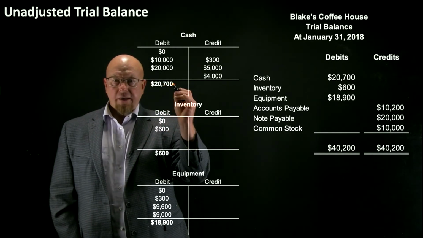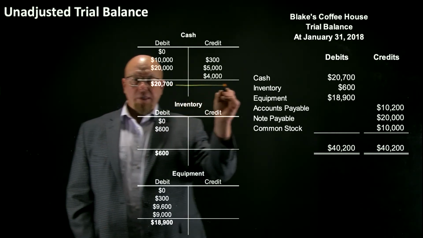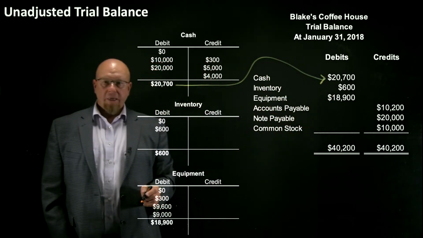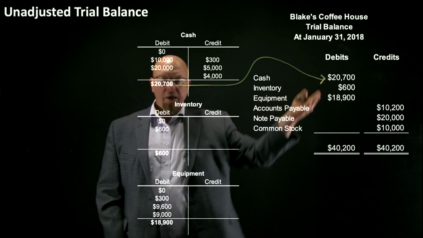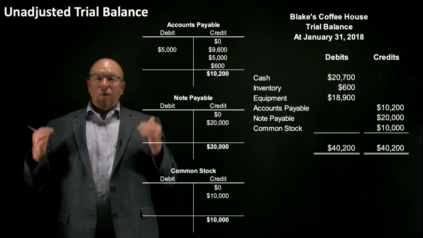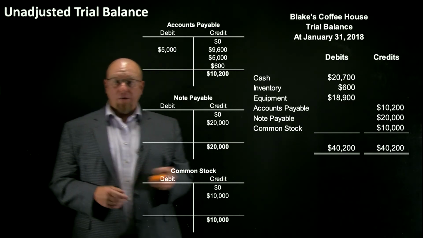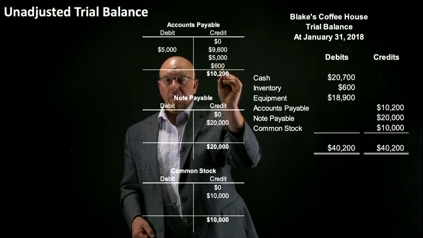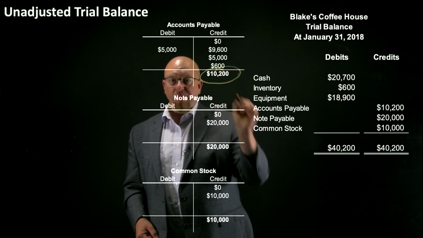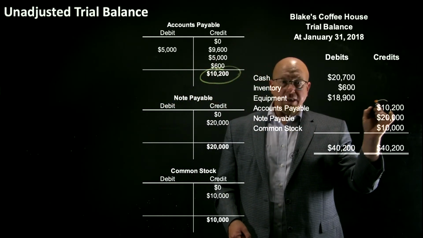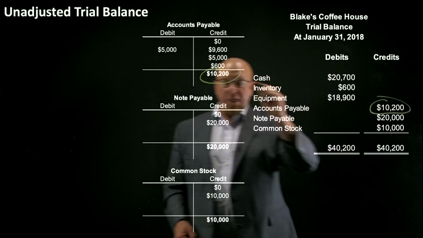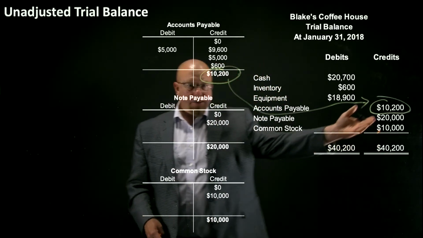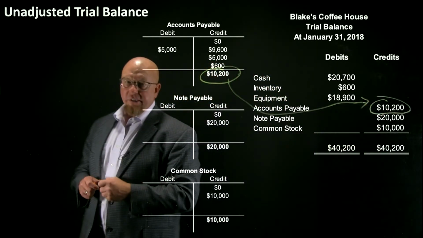Whatever the current balance is, $20,700 debit in this case, just gets listed right there as a debit. And the same will be true for your inventory and for your equipment. And for those liabilities and owner equity accounts that normally have credit balances, you can see, for example, right here, the ending balance in accounts payable was $10,200. We list that in the trial balance with a credit amount of $10,200. And I think you see what's happening. The same is true for notes payable and for common stock.